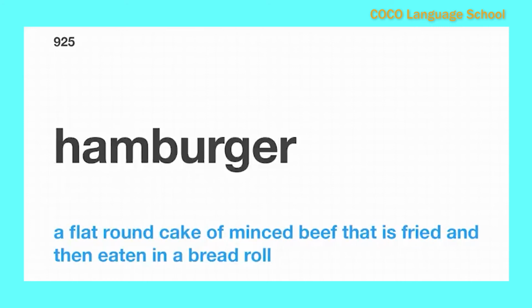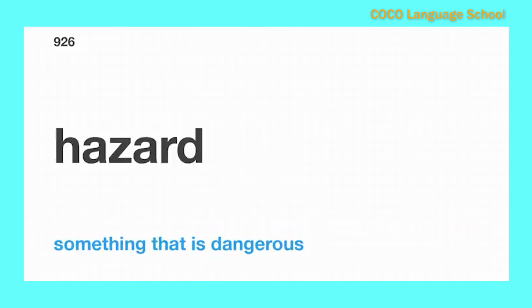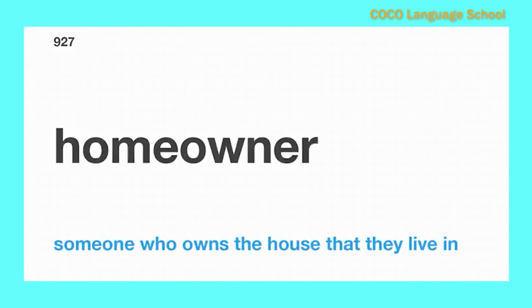A flat round cake of minced beef that is fried and then eaten in a bread roll. Hamburger. Something that is dangerous. Hazard. Someone who owns the house that they live in. Homeowner.